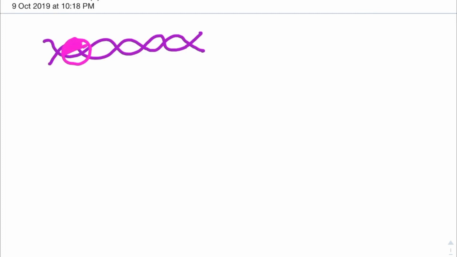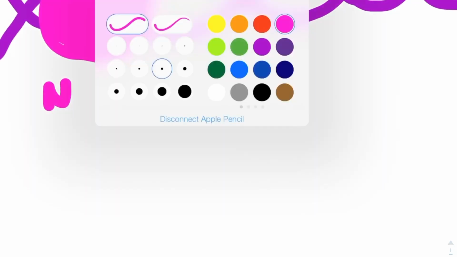Hello everyone, I'm going to be going over DNA replication and DNA expression. Now this little guide will explain to you what's going on.